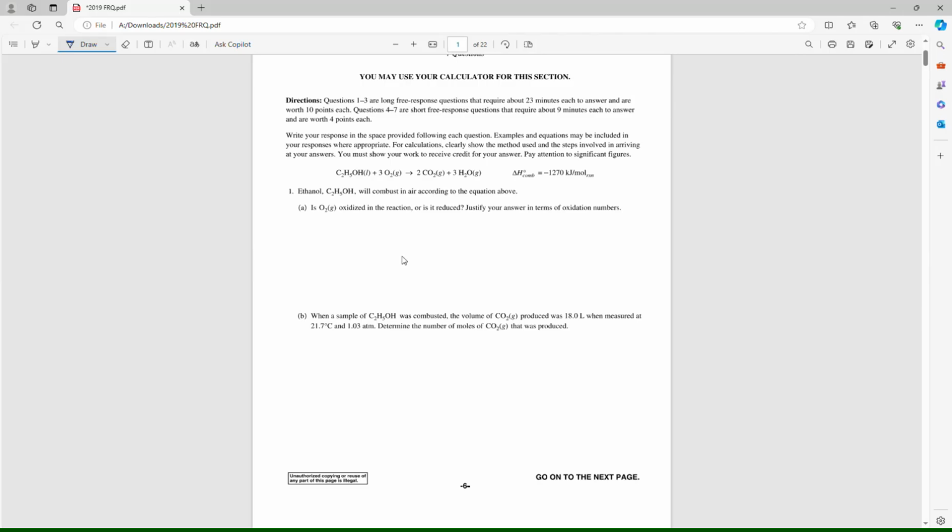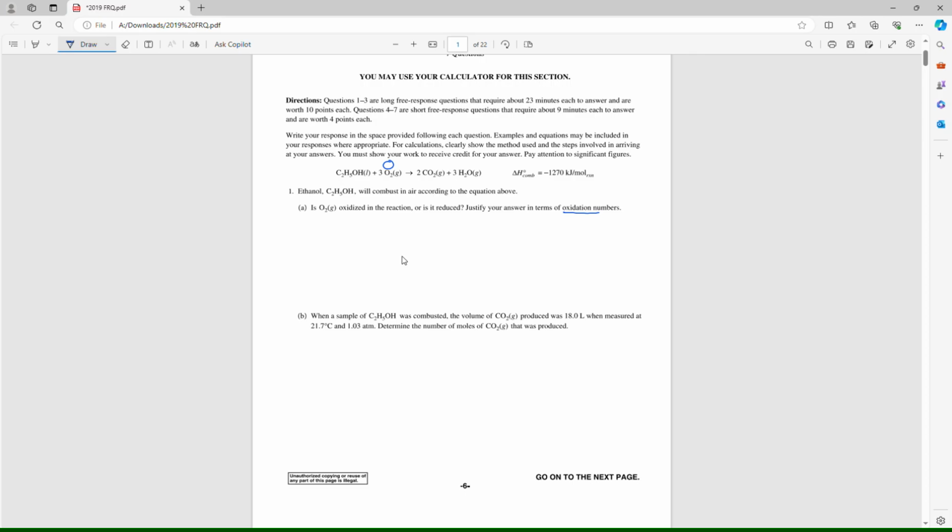Okay, let's get started. So, number one, ethanol C2H5OH will combust in air according to this equation. Is O2 oxidized in the reaction or is it reduced? Justify your answer in terms of oxidation number. So, the oxidation number of O2 here is 0. We know this because it's a diatomic element and it's all by itself. So when something's by itself, its oxidation number is 0.